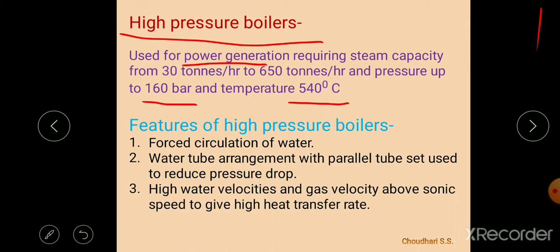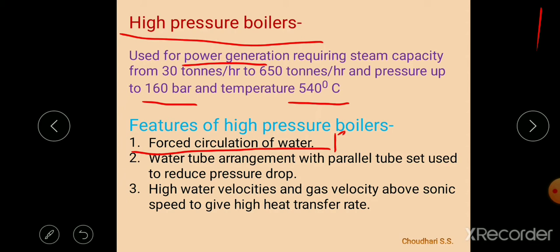There are certain features of high pressure boilers as compared to the low pressure boilers. The first feature of the high pressure boiler is forced circulation of the water. In the last class we considered forced circulation, which means we are using a pump to force the water through the boiler's tubes at a higher pressure. So high pressure water is supplied to the boiler by the pump. So there is always positive circulation of the water.